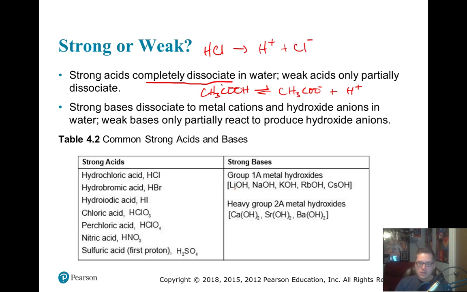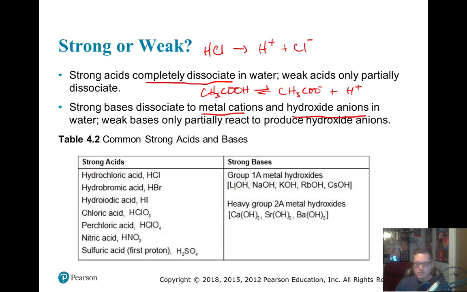Okay, and we'll talk about, as I keep saying, next semester when we talk about acids more in depth, we'll talk a lot more about what this means for our chemistry. All right, strong bases dissociate to metal cations and hydroxide anions. Weak bases will only partially react to produce the hydroxide. So it's the same kind of thing here. Strong acids completely dissociate, strong bases completely dissociate, but weak bases don't really dissociate, they more react to form hydroxide ions, kind of like the NH3 from before.